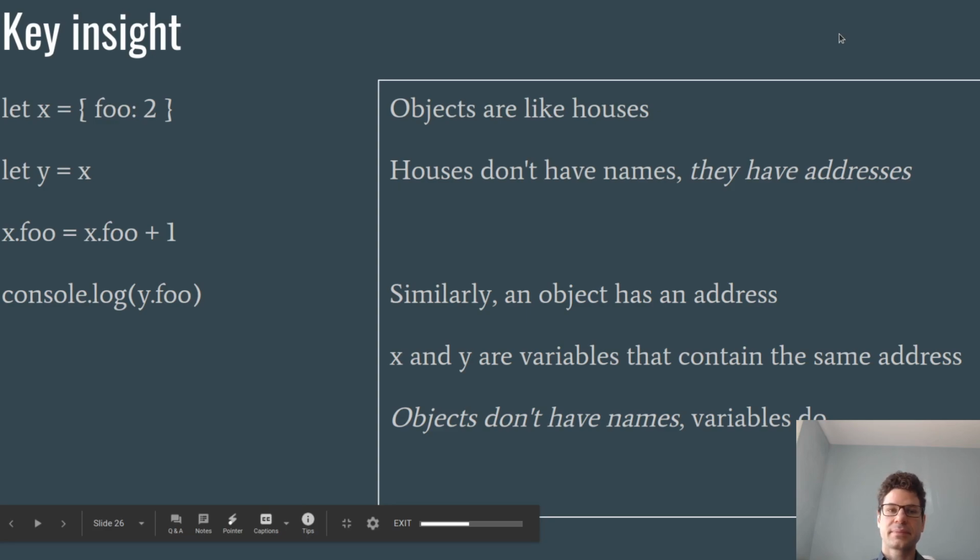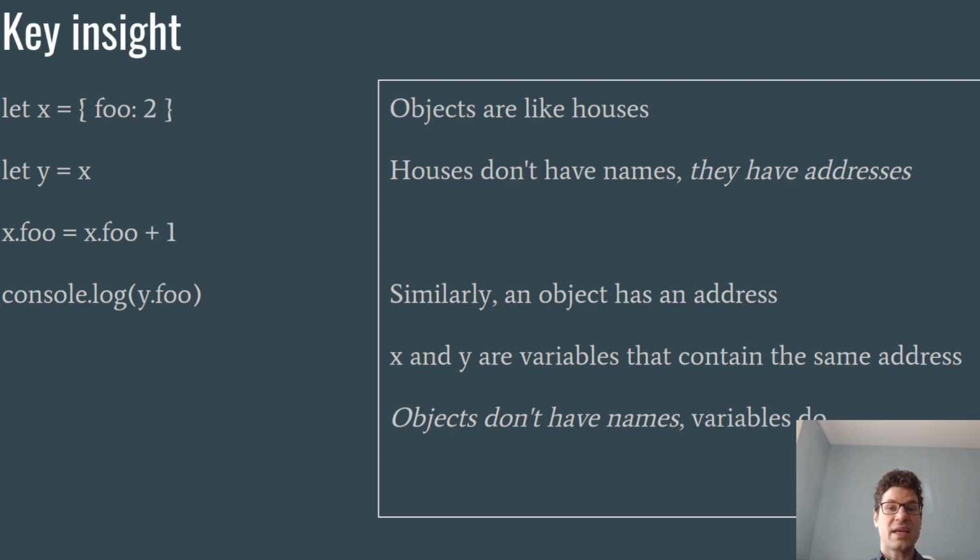The key insight here is that objects are like houses. Houses don't have names, they have addresses. Similarly, an object also has an address. x and y are variables that contain the same address. Objects don't have names. Variables have names.